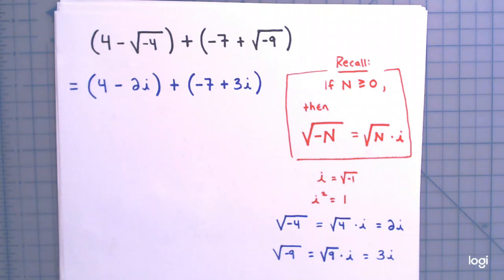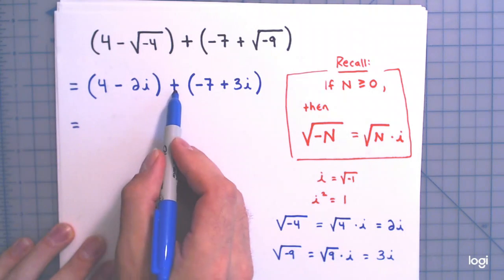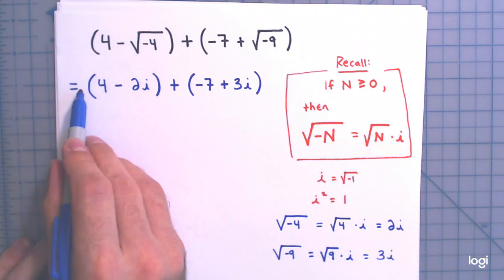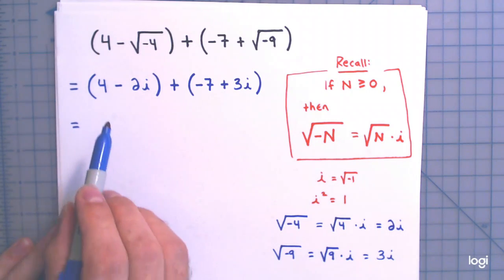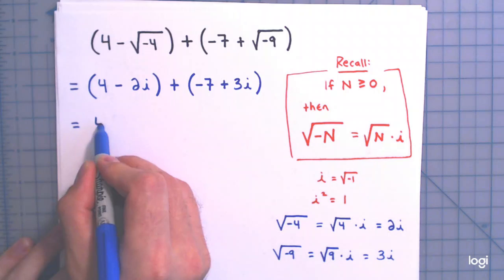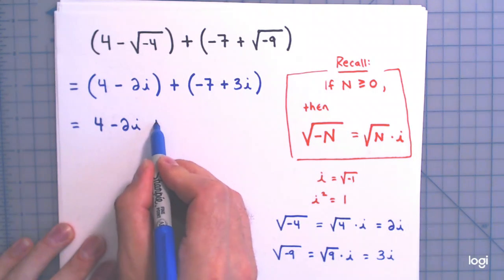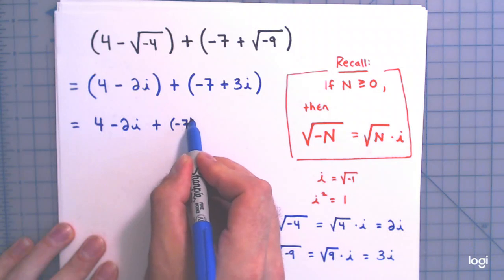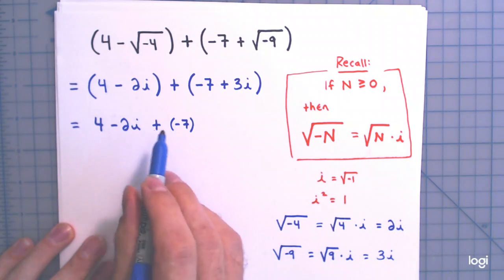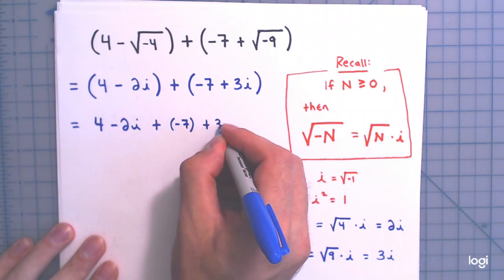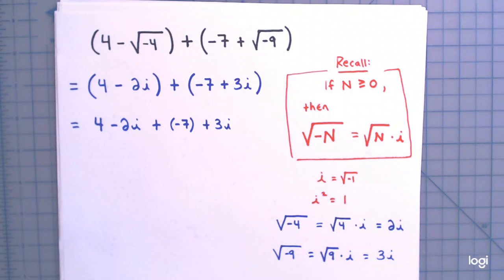And now it becomes no different than my previous two examples. I'm adding two numbers that are in the standard form, a plus bi, for a complex number. And this is addition here. There are no numbers other than 1 in front of these parentheses, so I don't really need the parentheses. There's nothing to distribute. So this is 4 minus 2i plus (-7). Again, it's negative, so I usually put parentheses around those to make it look cleaner. And then plus 3i. Then you combine like terms. Combine your reals with your reals and your imaginaries with your imaginaries.